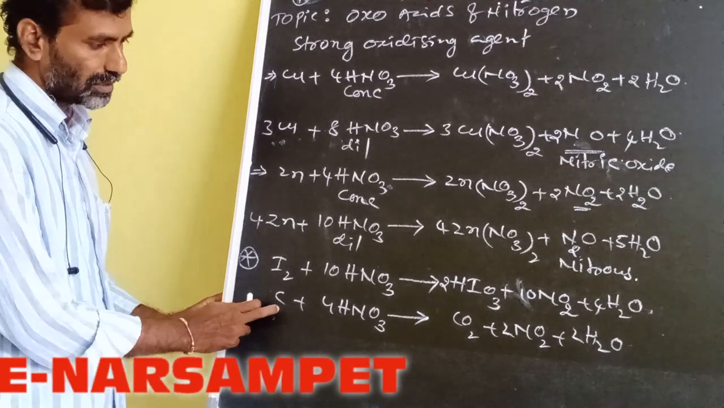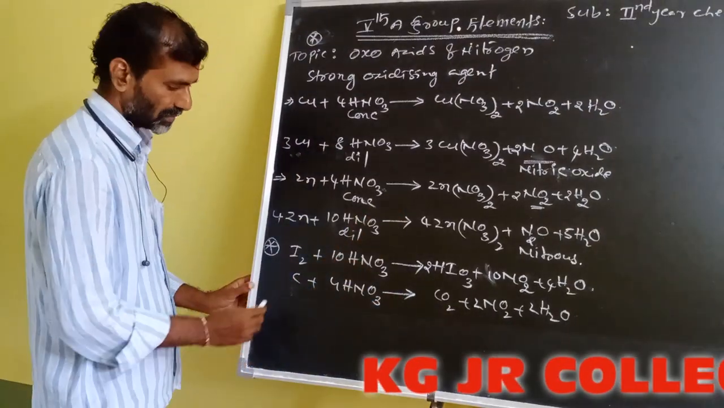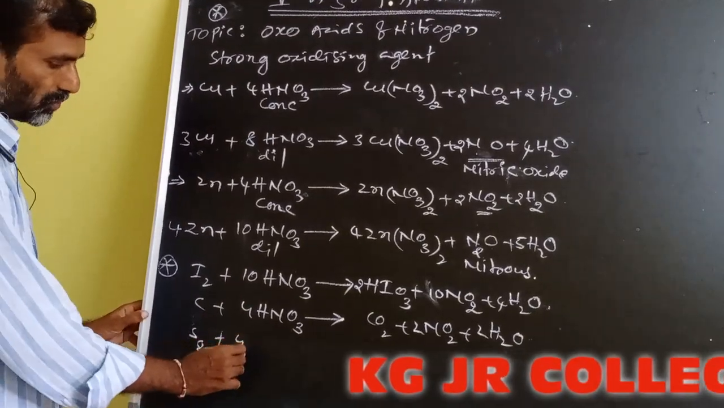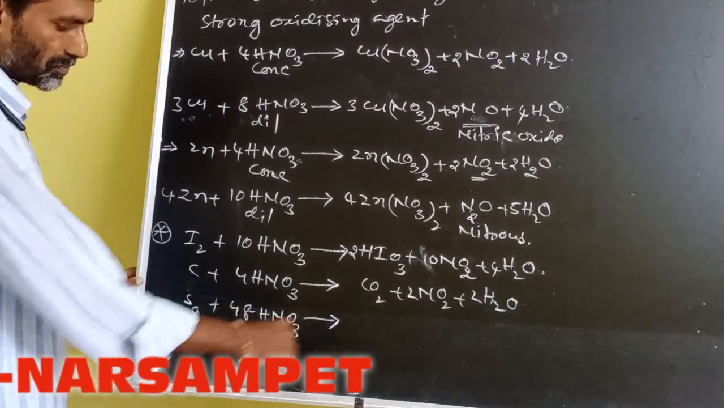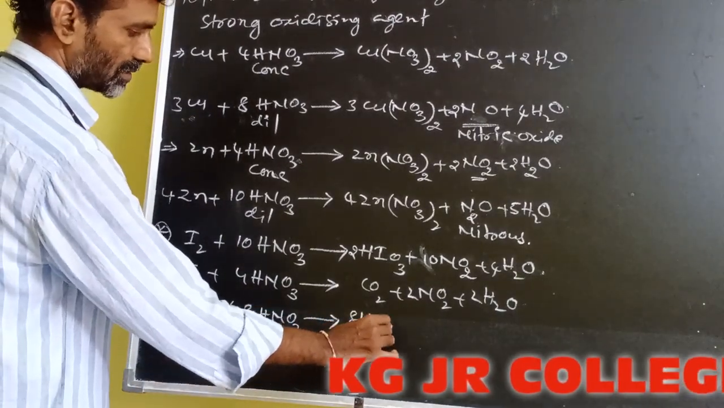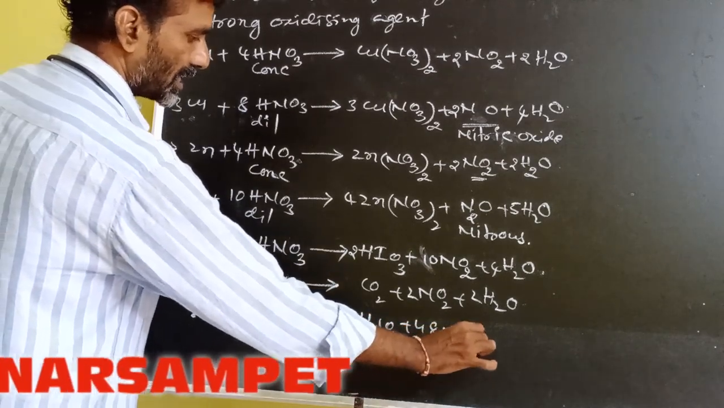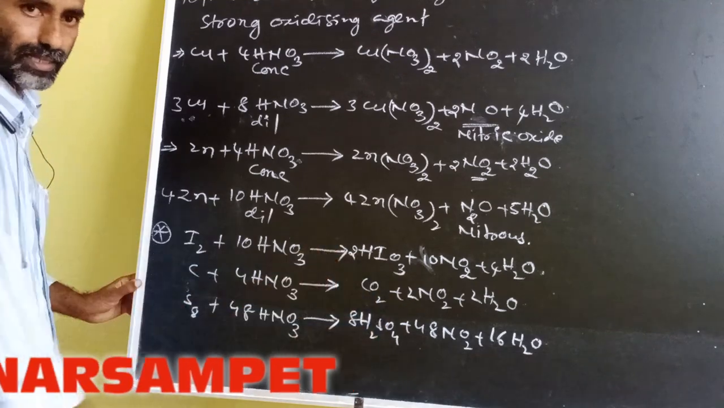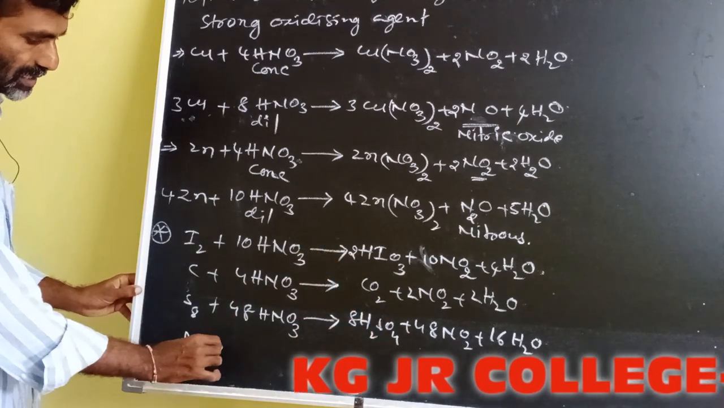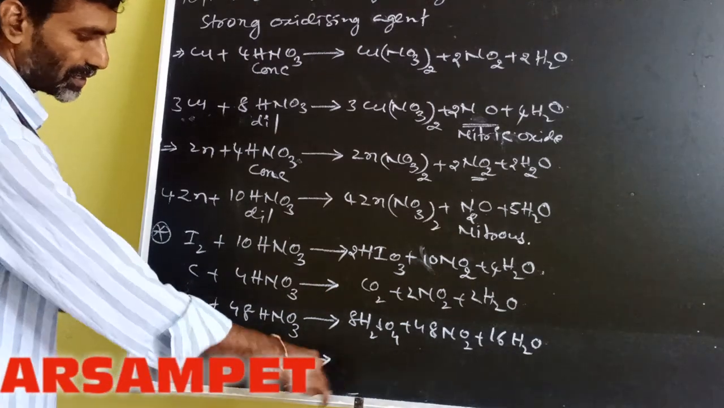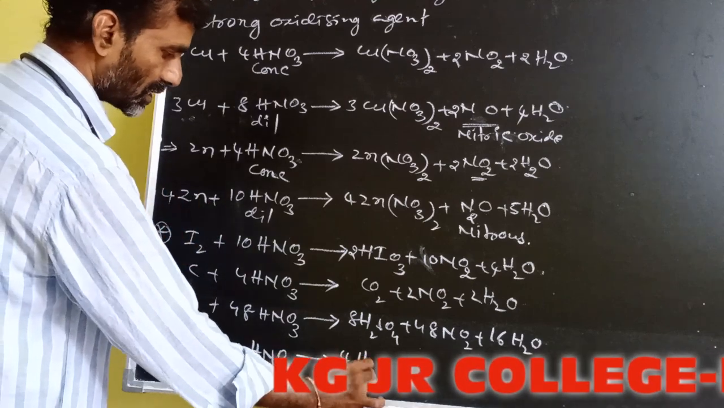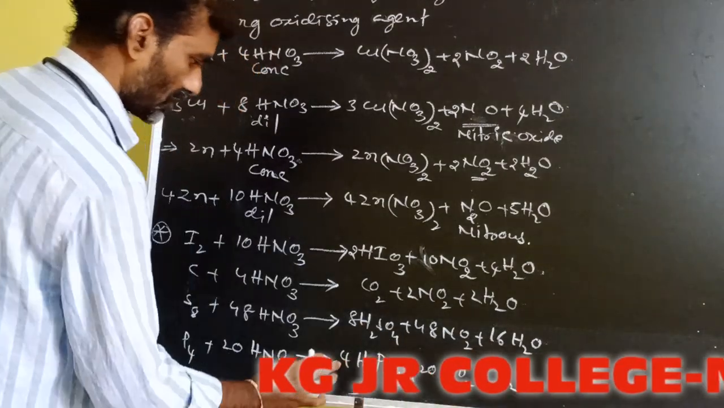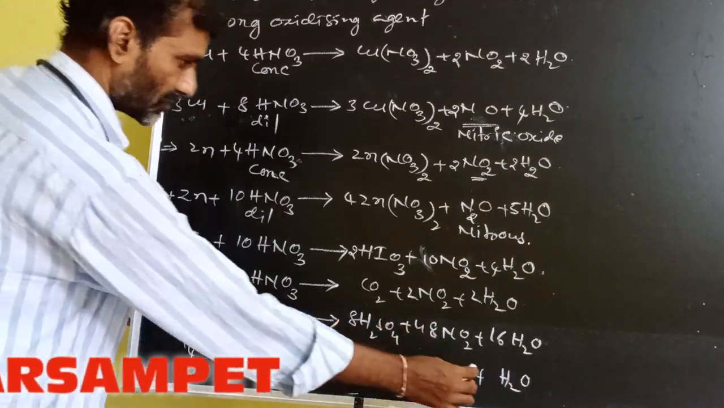In this reaction, carbon oxidizes to carbon dioxide. Next, sulfur. S8. Sulfur exists as an S8 molecule. 48 moles of HNO3 giving rise to 8 moles of sulfuric acid plus 48 moles of nitrogen dioxide and 16 moles of water. Sulfur oxidizes to sulfuric acid. And phosphorus plus 20 moles of HNO3 gives rise to phosphoric acid. Here is the 4 moles of H3PO4 plus 20 moles of nitrogen dioxide plus water. 4 threes are 12 and 4.